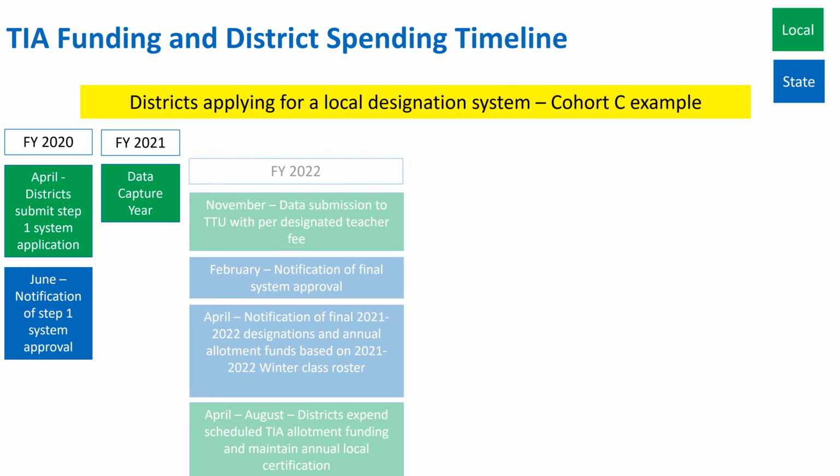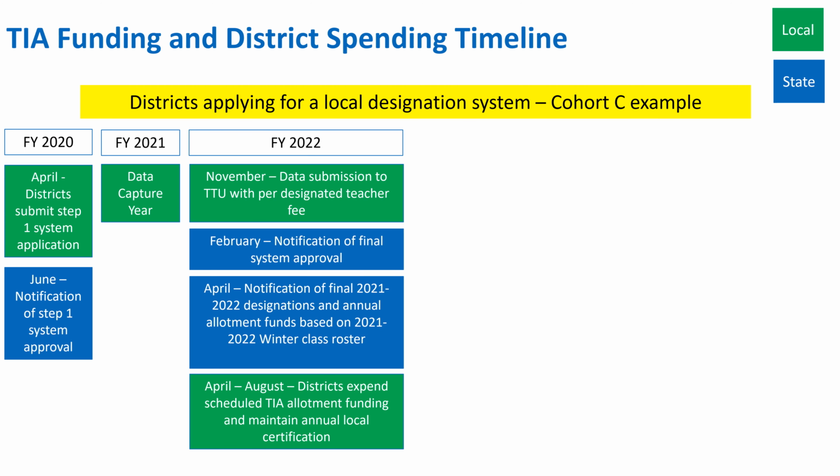In FY 2022, they will submit their data to Texas Tech University with a per designated teacher fee. They will then be notified of final system approval, and then in April, they will be notified of final 2021-2022 designations and the annual allotment funds based on 2021-2022 winter class roster data. They will then be expected to expend that funding between April and August.